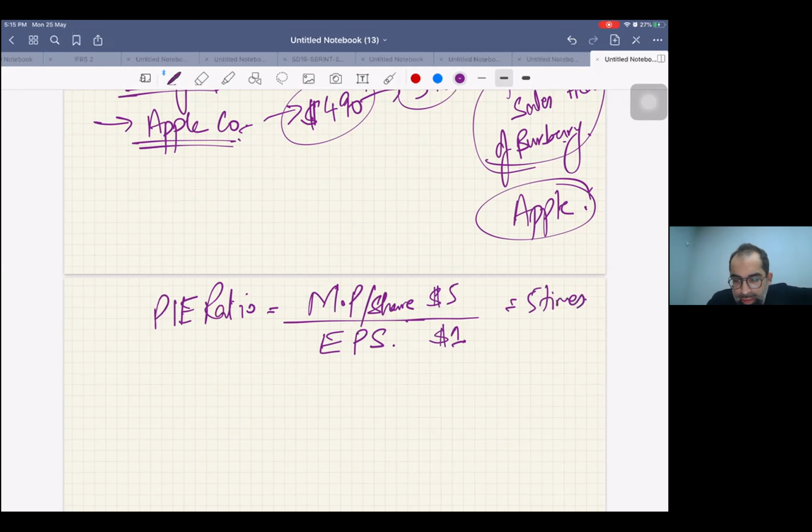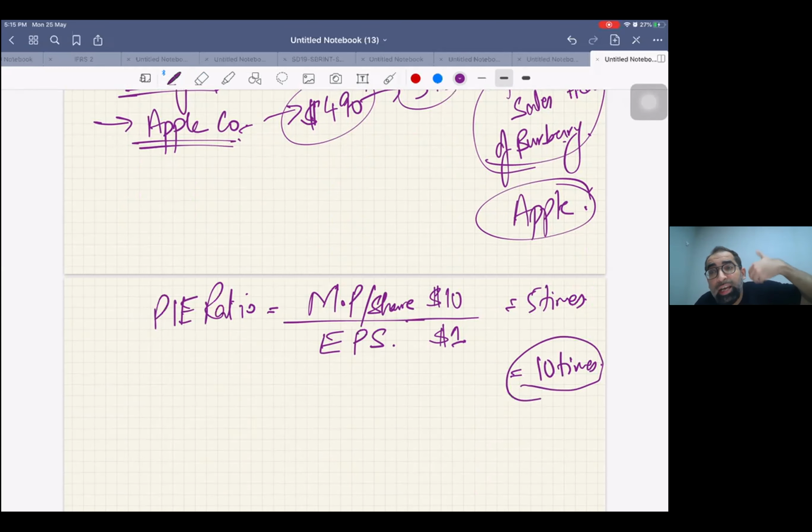Look at here. Now the second case. Let us say the EPS is 1 and the share price becomes 10. So the answer will be 10 times. Okay. So in the first case, we are just paying 5 times of EPS. We are just paying 5 times of earnings to buy the share. In the second case, we are paying 10 times of the earnings to buy that share.